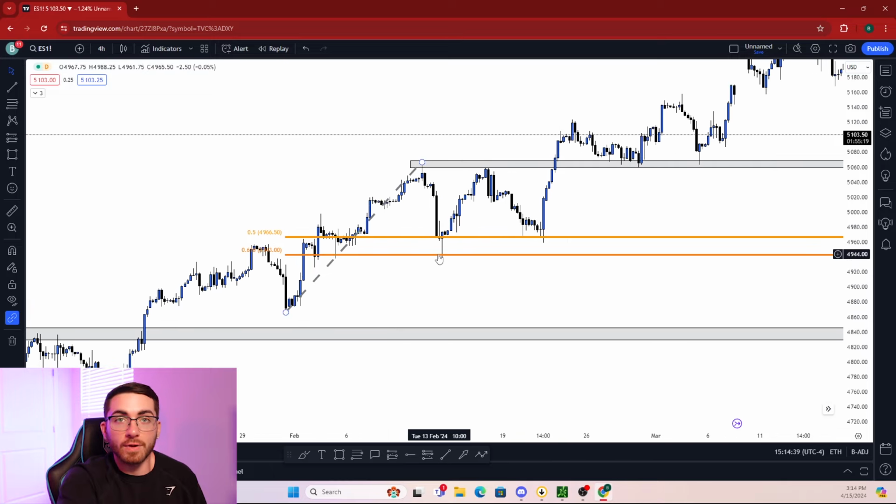So 49.43 all the way back up into these highs up here at 50.60. So what is that? Almost a 60-point move to the upside with literally no drawdown on this trade once it recovered from that fib.